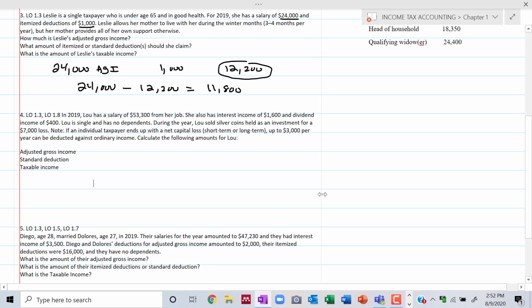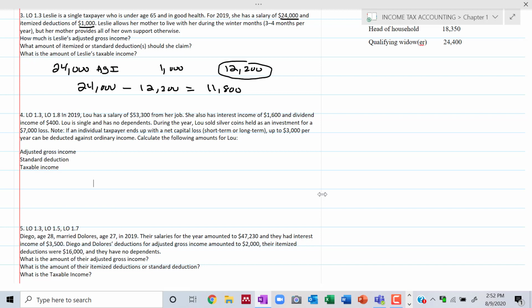Note, if an individual taxpayer ends with a net capital loss, short-term or long-term, up to $3,000 per year can be deducted against ordinary income. So calculate the following amounts for Lou: her adjusted gross income, her standard deduction, and taxable income. And so I added that note in order to help you with this type of problem.